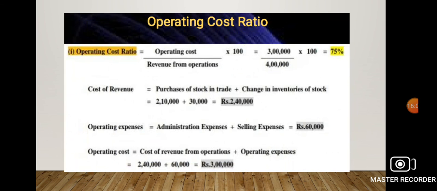Then the third ratio, operating cost ratio. So what is the formula of operating cost ratio? Operating cost divided by revenue from operations into 100. First, operating cost, first we have to express it.